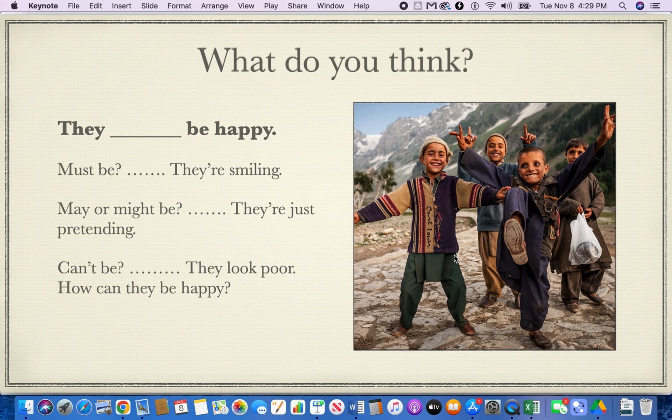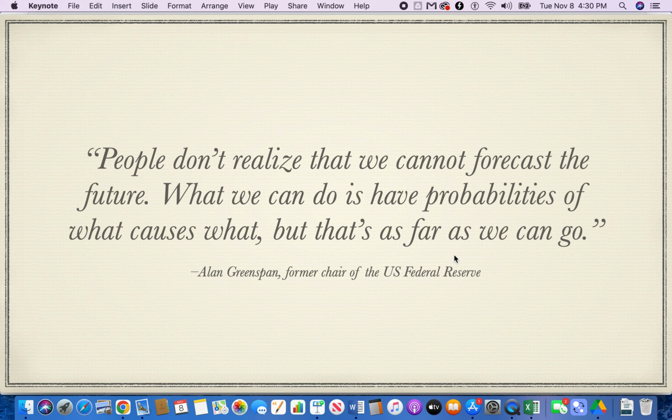Well, what do you think of this picture? Are they happy? They must be happy. They're smiling. They may be happy. They might be happy. You can say, no, they're just pretending. Or you can say, no, they can't be happy. They look poor. How can they be happy? It's all a question of what the speaker thinks.